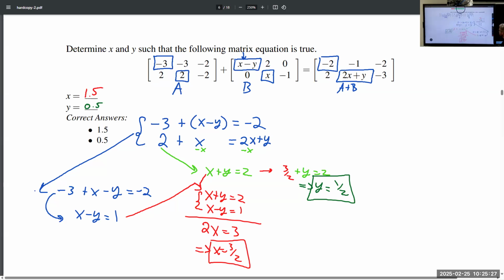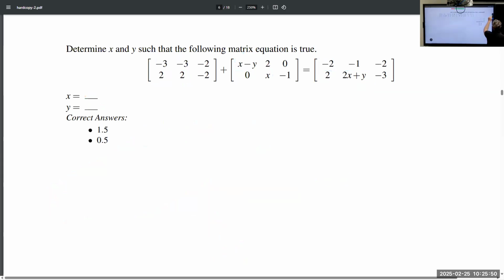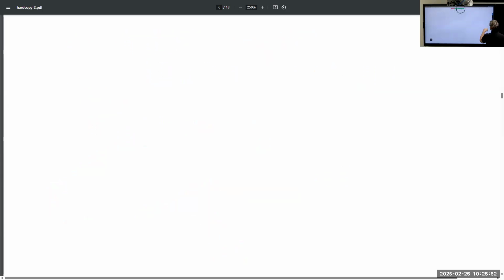Any questions, comments, concerns about that problem? So that's usually the first tricky one for chapter 9. So hopefully it's clear how I was thinking about it.